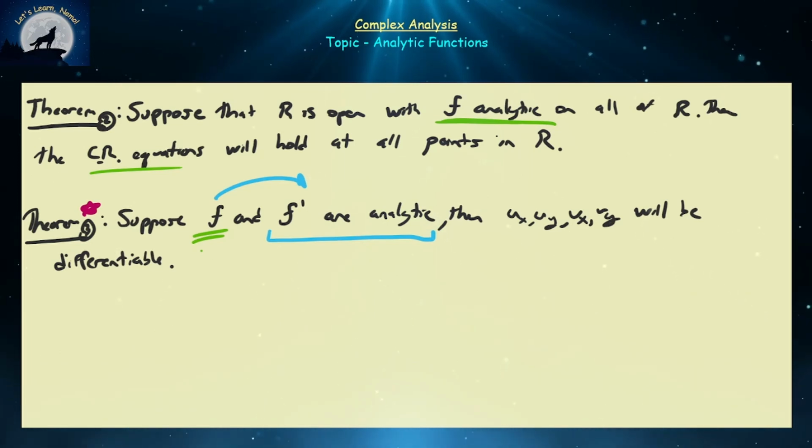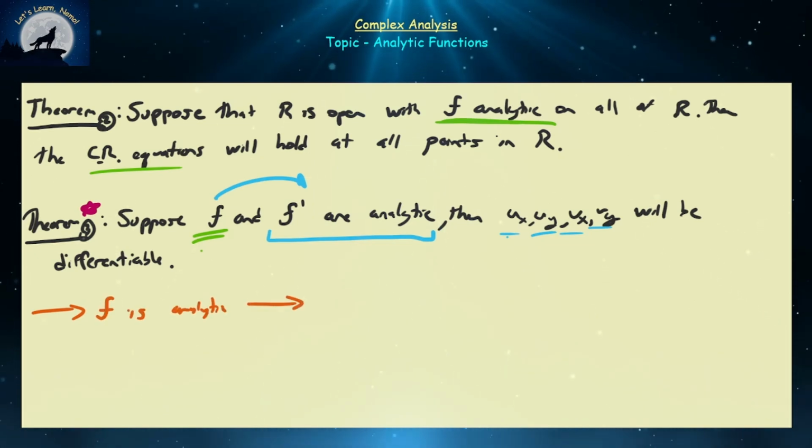In particular, let's assume that f and f prime are both analytic. Then u_x, u_y, v_x, and v_y also will be differentiable with respect to x and y, and also all higher orders of x and y as well. Right? But let's just assume that these basic facts are indeed true. We'll come back to the proof later. All right? So if f is analytic, then what do we know? Then that means u_x must be equal to v_y, and also u_y must be equal to minus v_x.